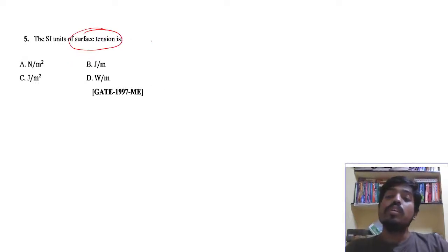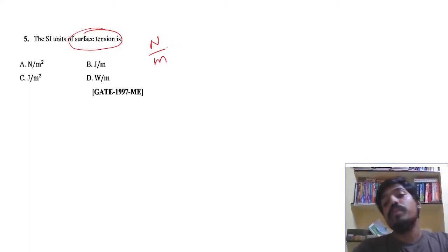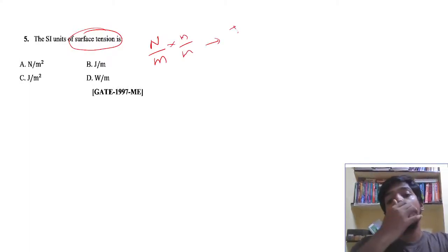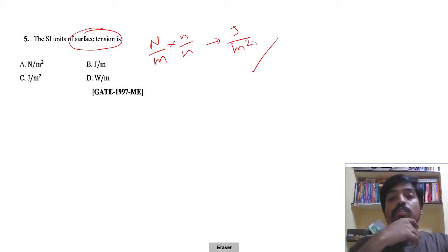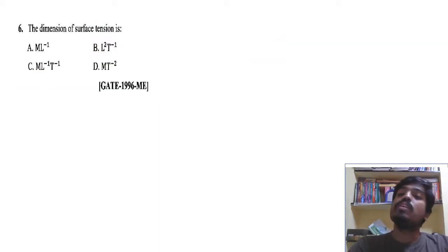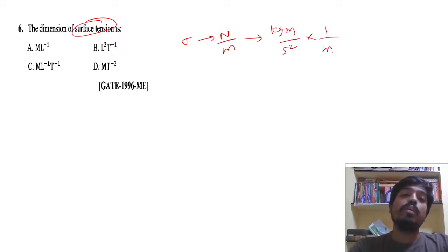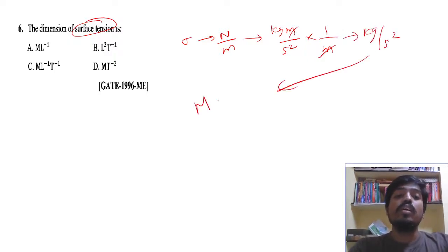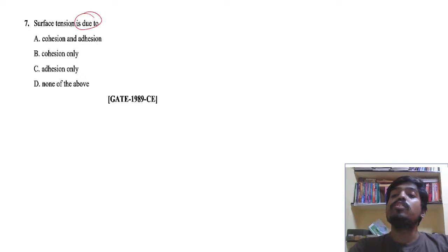The unit of this is Newton per meter. Multiply by meter and you get joule divided by meter square. Dimension of surface tension: surface tension is Newton per meter. Newton is kg meter per second square into 1 by meter, so kg per second square. Putting dimensions, it is M T to the power minus 2. Surface tension is due to cohesion and adhesion, as I told you.